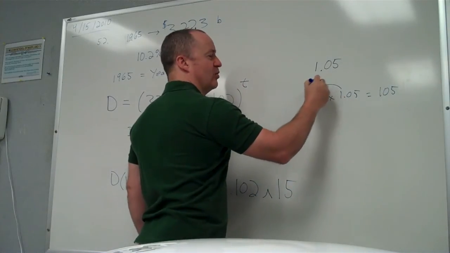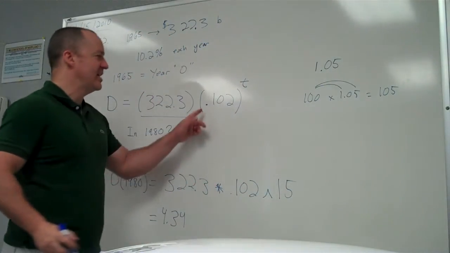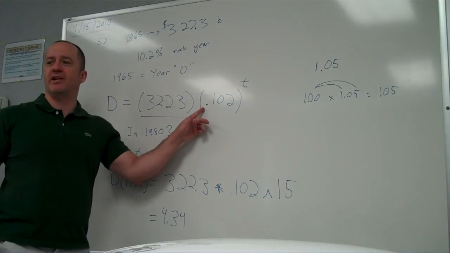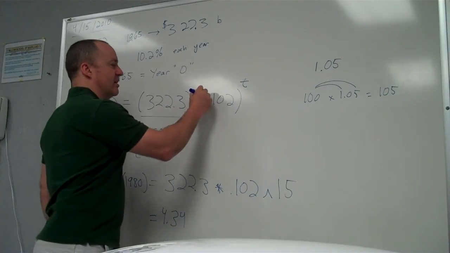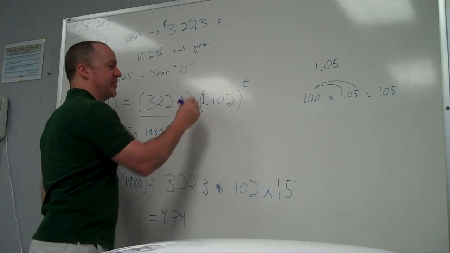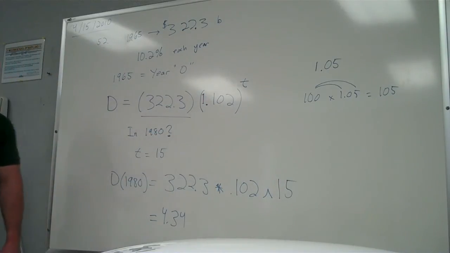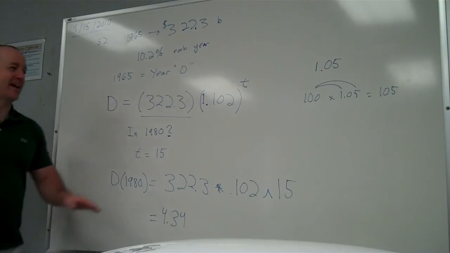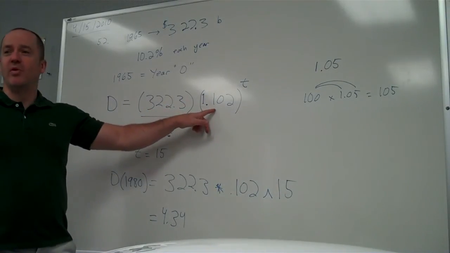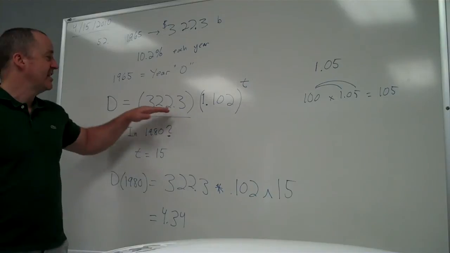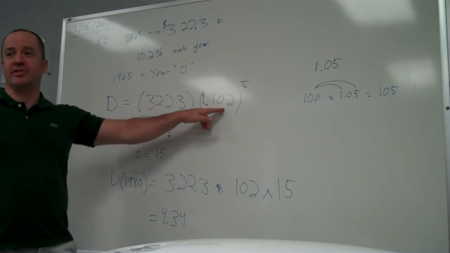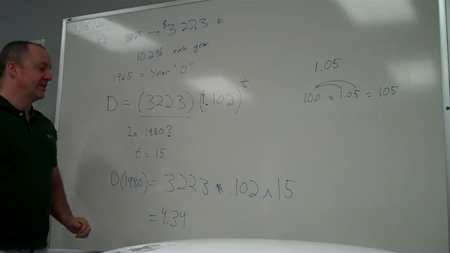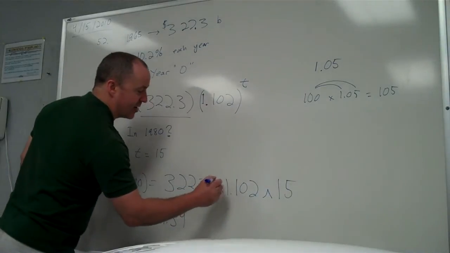What should we be multiplying by here? 1.102. We have to multiply times 1.102, because we want the debt plus the 10%. The other problem had nothing to do with it. So the process was fine.